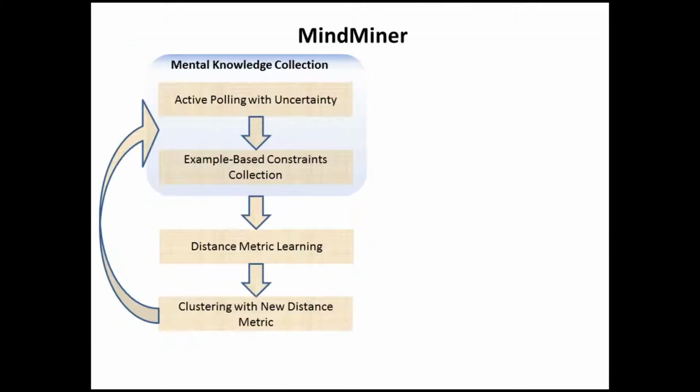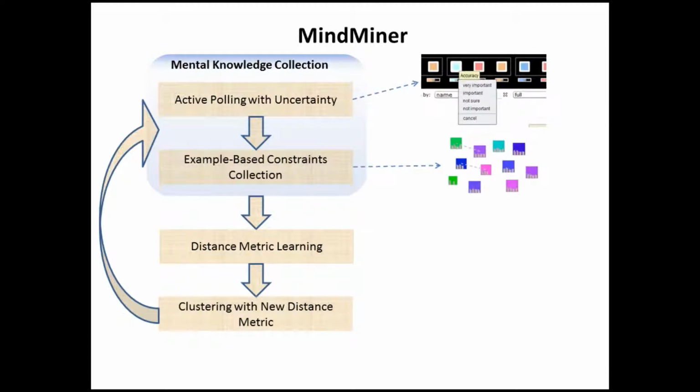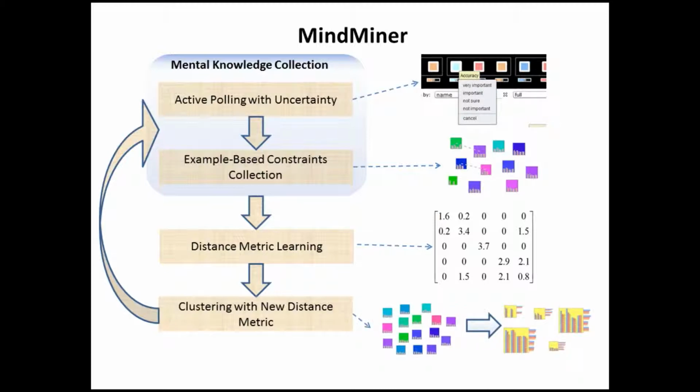To address this challenge, we present an interactive machine learning interface, MindMiner, to collect users' domain knowledge on sample similarity based on two techniques: active polling with uncertainty and example-based constraint collection. MindMiner then learns a user's conceptual model of sample similarity via both interactive visualization and a convex optimization technique. The distance metrics learned by M squared are then used by the k-means clustering algorithm to interactively get a meaningful clustering result.